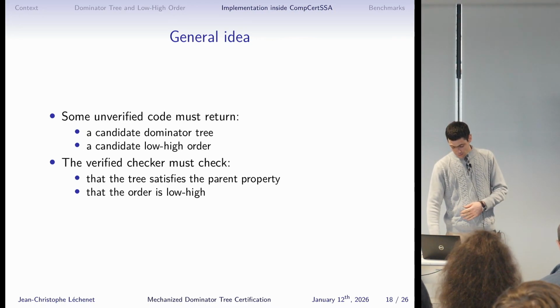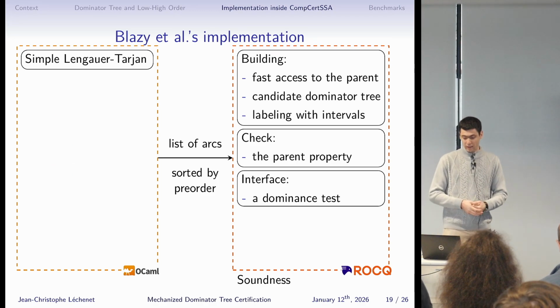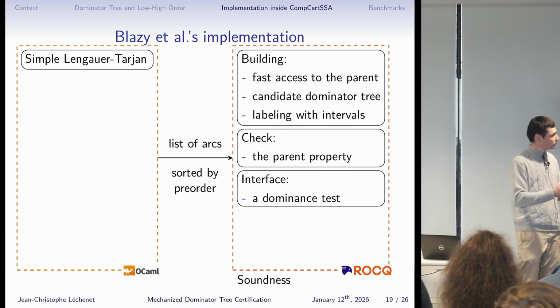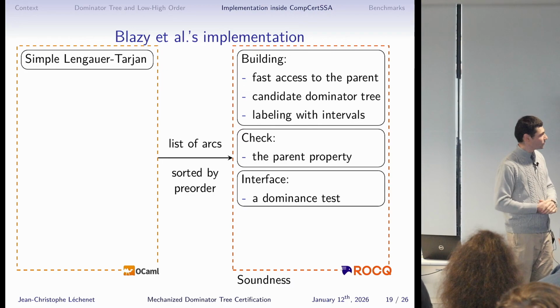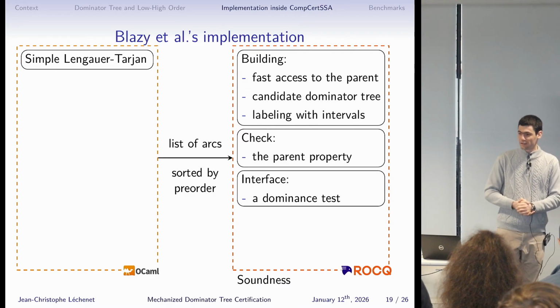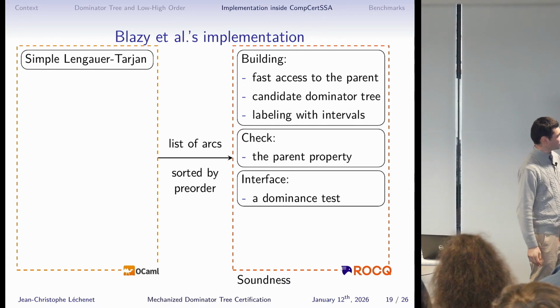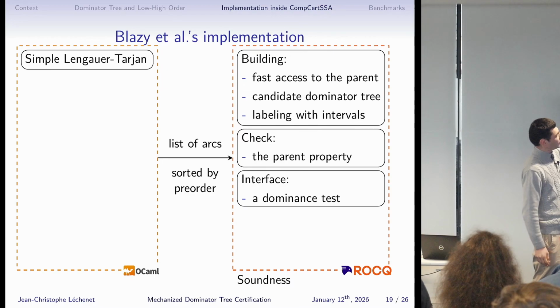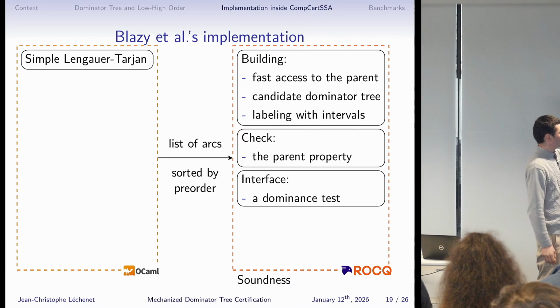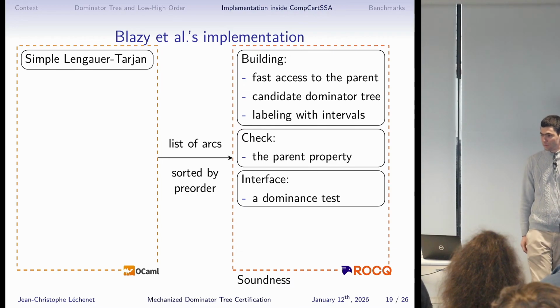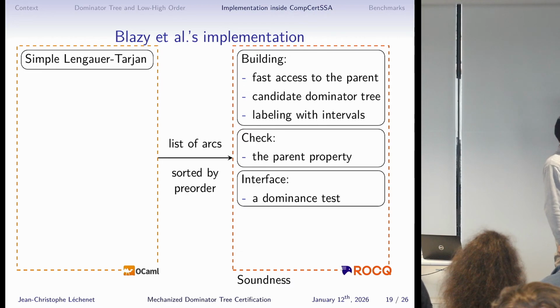And actually, we did that by extending the previous implementation due to Blazy et al., which looked like this. The unverified part is in OCaml. It computes dominators using one classic algorithm to do so, which is the simple version of the Lengauer-Tarjan algorithm, which dates back to 1979.